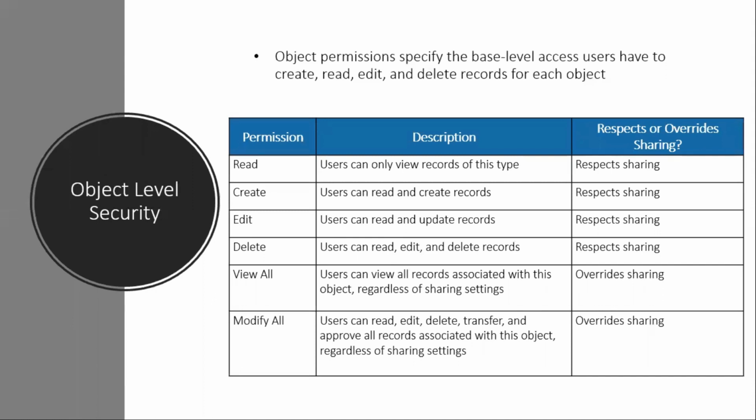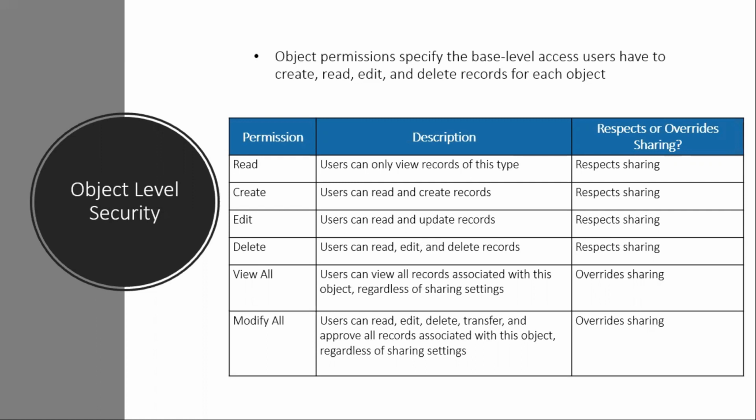So object level security. Object permission specifies what is the access to the user for the records of that particular object, whether the user is able to create a record or read a record or edit a record, right? So if you see the table, there is a small table which helps you to understand what these permissions are and whether they are overriding or sharing. Sharing setting is a topic which we are going to cover in tomorrow's session. Just to give you a brief about what the sharing setting is: the sharing setting allows you to share a record with a particular group or roles.